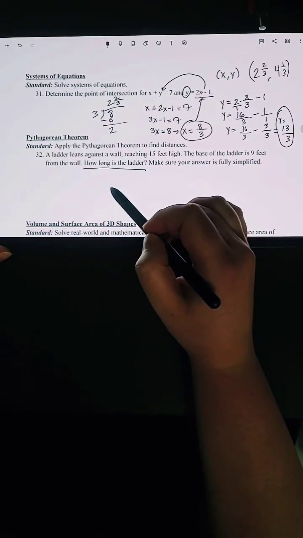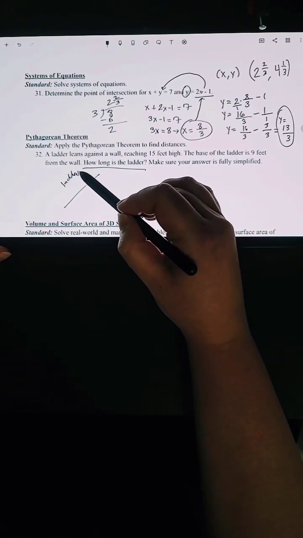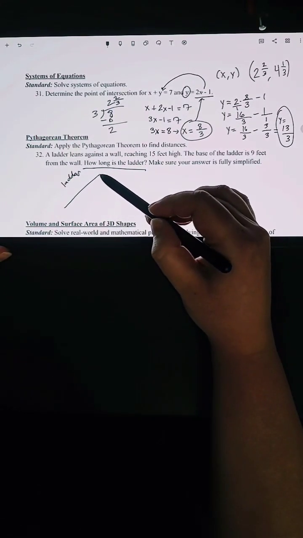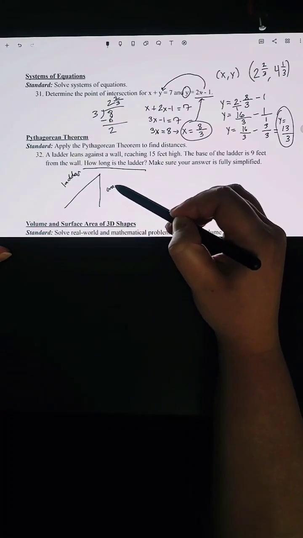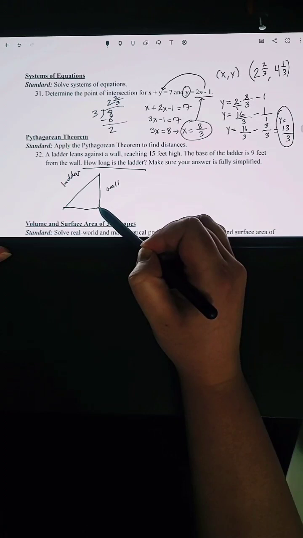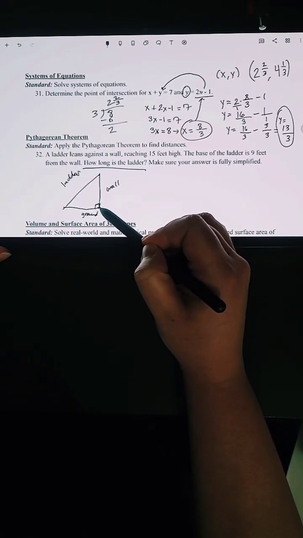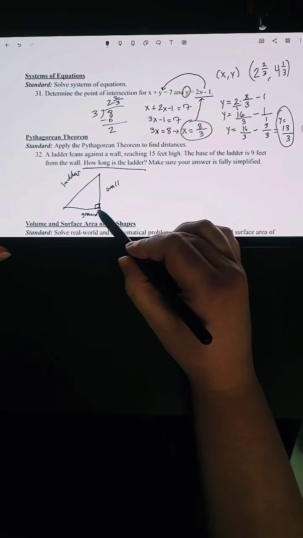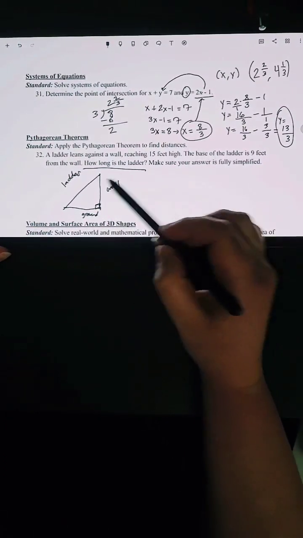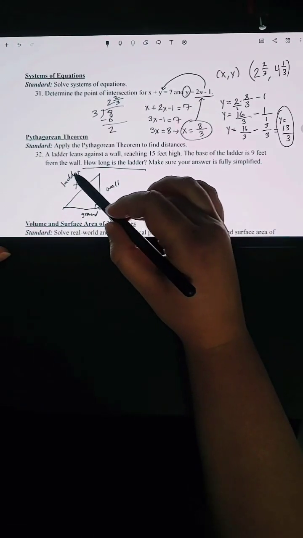Okay, so let's draw this out. We have a ladder. This is going to be our ladder. And then we have our wall right here, and then we have the ground down here. Now the ground and the wall make a perfect corner, a perfect right angle. So that's why I'm putting that little box there to show that this is a right triangle that's been formed. So we want to solve for x, how long the ladder is.